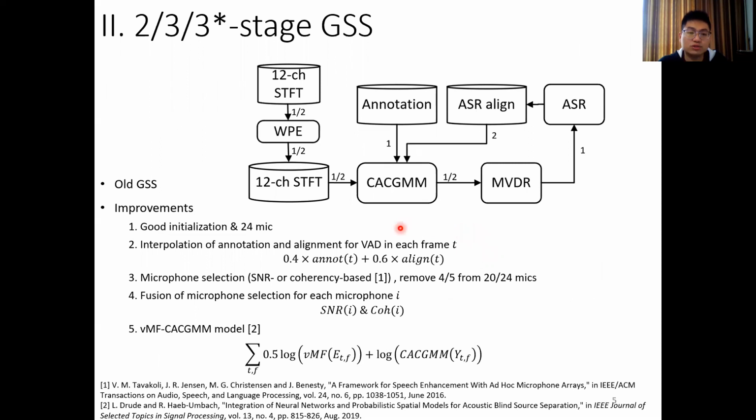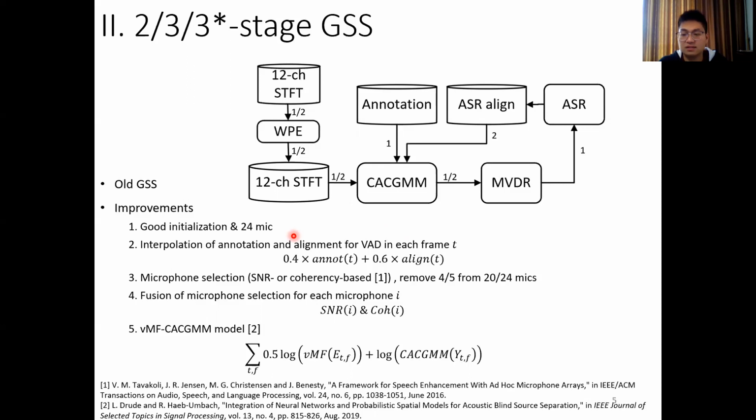Here is the old GSS. The GSS baseline is plotted here with the number representing the stages. In the first stage, it generates ASR alignments, which are used by the second stage in iterations of CHiME. We found several modifications to improve its performance. First, good initialization of the CHiME could help its performance, as well as integrating all 24 microphones, that is, to use all microphones.